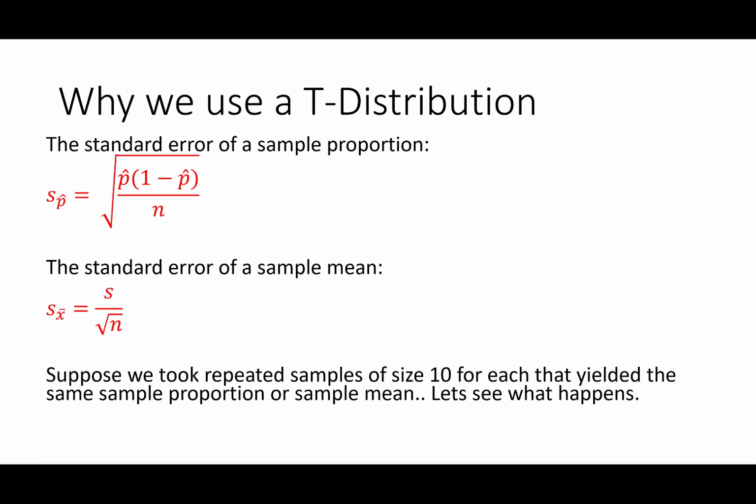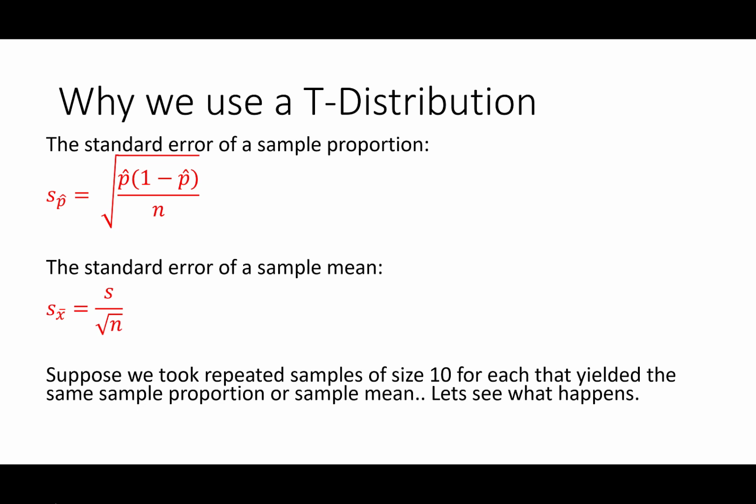First, we're going to go over why we use a t-distribution when estimating a mean as opposed to estimating a proportion. The reason we do this has to do with the standard error of the sampling distribution. Let's look at an example to represent why we have to use this distribution for means and not for proportions.